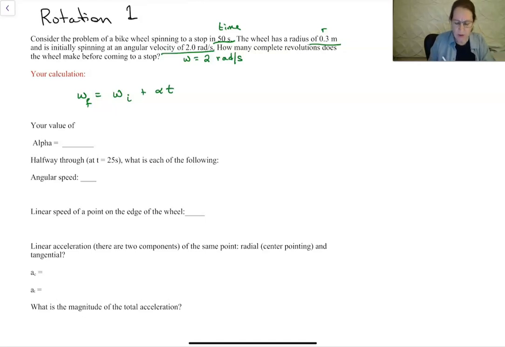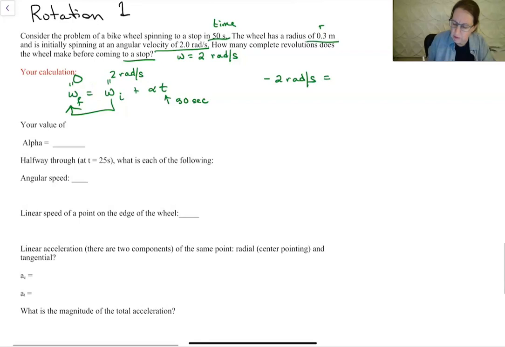to find alpha. The final is at rest, so that would be 0, coming to a stop. The initial is 2 radians per second, and the time is 50 seconds. If we rearrange that equation, we've got 2 radians per second. We bring this over to the other side, so it becomes a minus, is equal to alpha times 50 seconds, or alpha is equal to minus 1 over 25 radians per second squared.